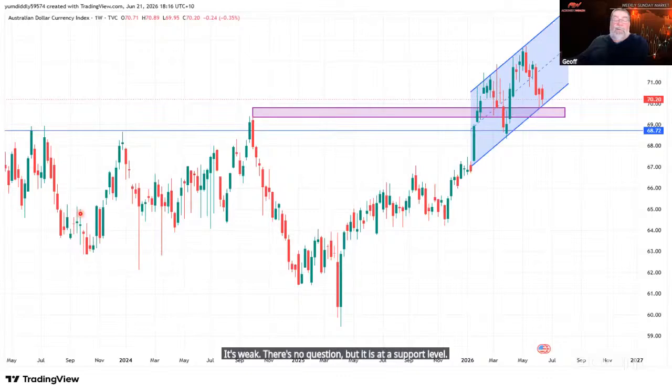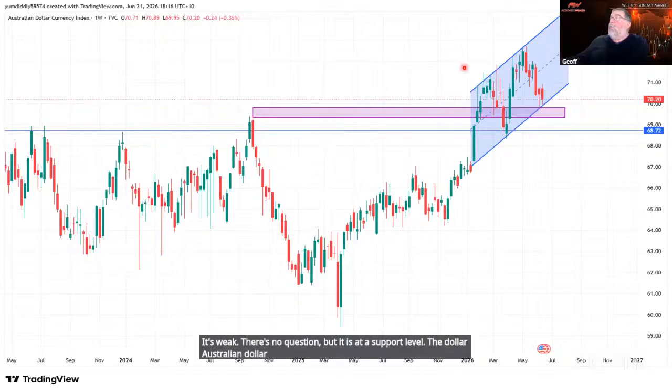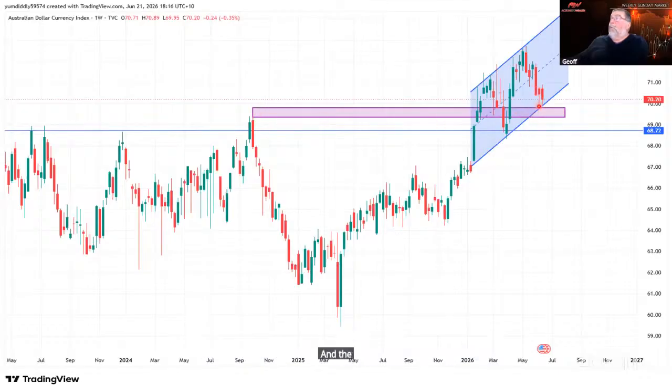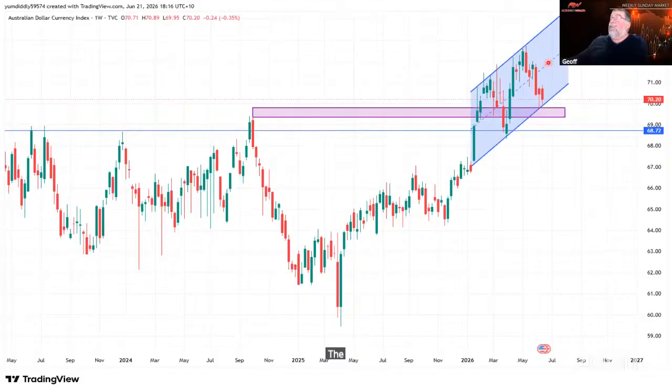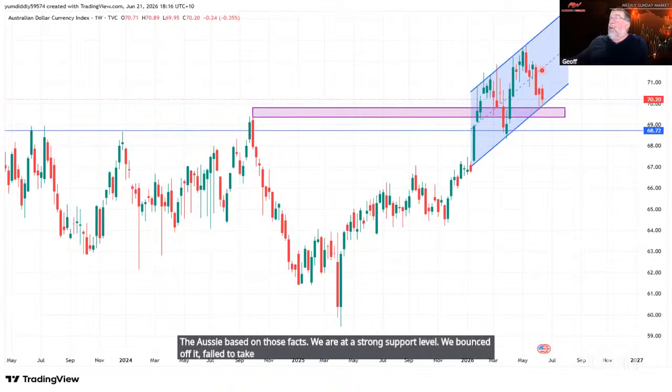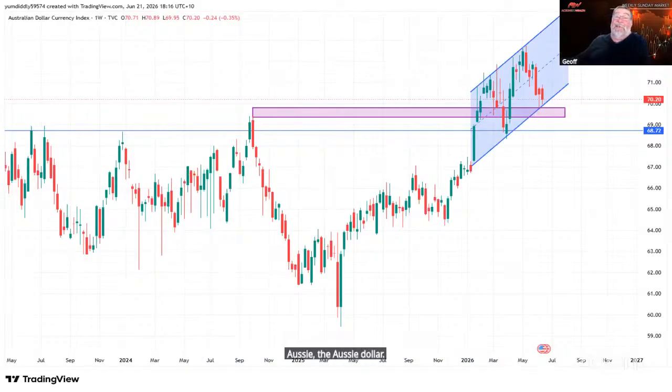The Australian dollar index is quite the reverse of that, pretty much, because we're getting bounce, bounce, bounce, potential bounce here at a strong support level, and the bottom of this channel represents that as well. Reversal bar there, or hammer last week, or sorry, the week before last, failed to take out the low of that. I'm bullish the Aussie based on those facts. We are at a strong support level. We've bounced off it, failed to take out the low, and we're in a nice position to go long here on Aussie dollar.